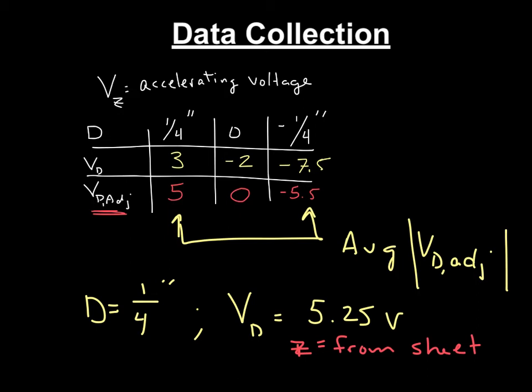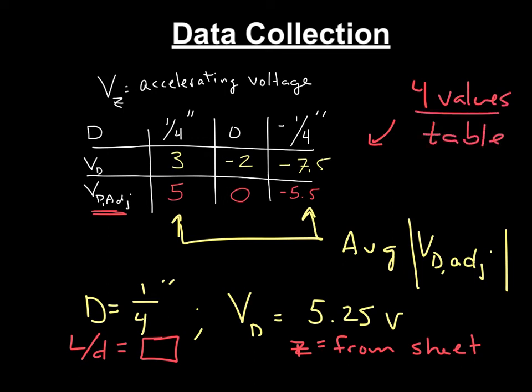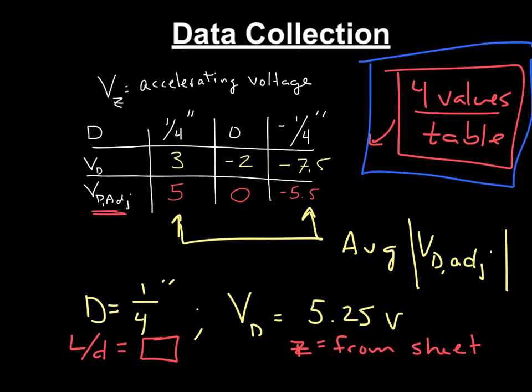You will calculate L over D equals some number, which means for each of these tables, you will get 4 values per table. This is a lot of numbers. Good news is you're going to have 16 values.